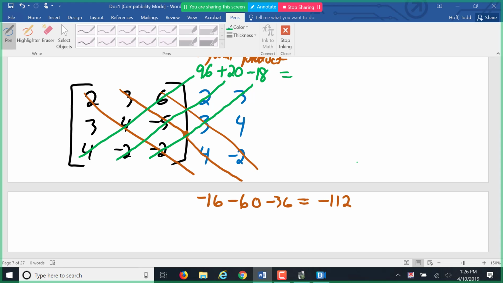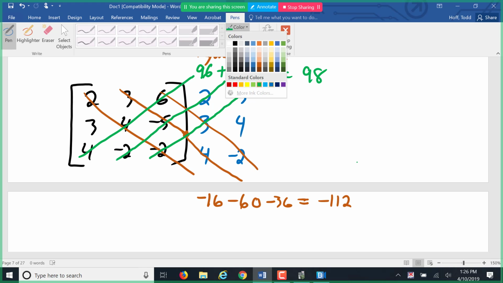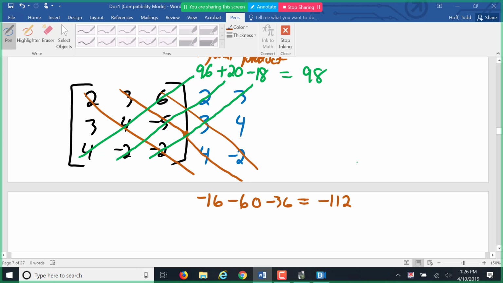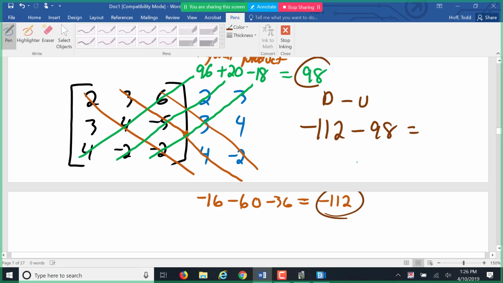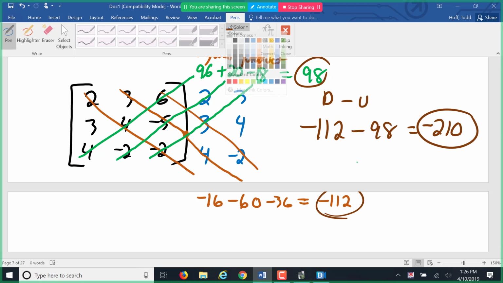96 plus 20 is 116, plus negative 18 is 98. Just like with the 2 by 2s, we take the up number minus the down number. So negative 112, even though it's on, or sorry, we don't take the up number. We take the down number minus the up number. So the negative 112 minus 98 is negative 210. That's the determinant of that matrix.